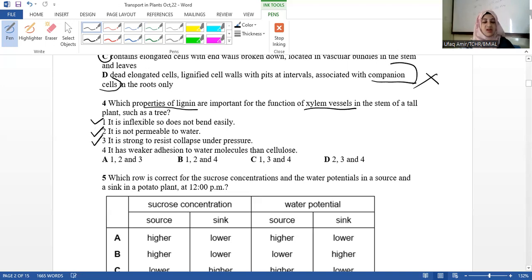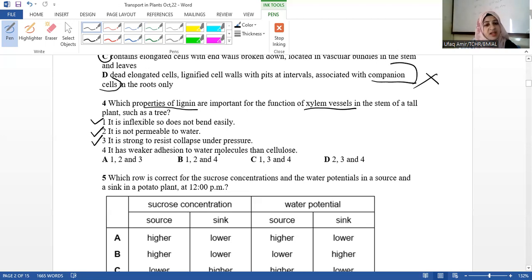Very correct, because when we are drinking juice from a straw very quickly, even the straw shrinks and contracts a bit because of the pressure of the juice rising up. Same is the case with xylem vessels. They might collapse or break under very high pressure of water when there is a high rate of transpiration during the daytime. But these lignified cell walls give it strength and prevent it from any type of collapse under pressure. It has weaker adhesion to water molecules than cellulose.